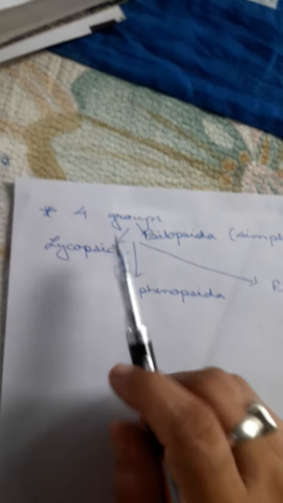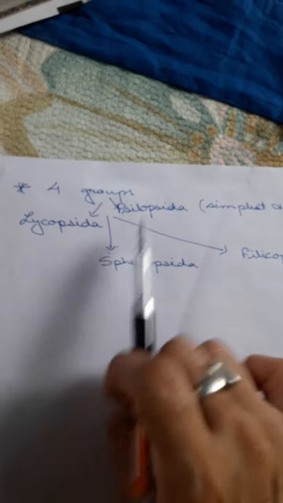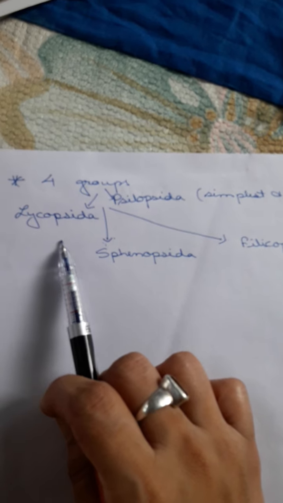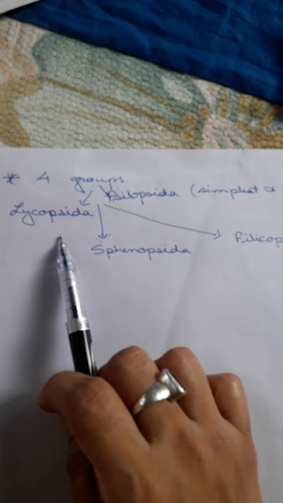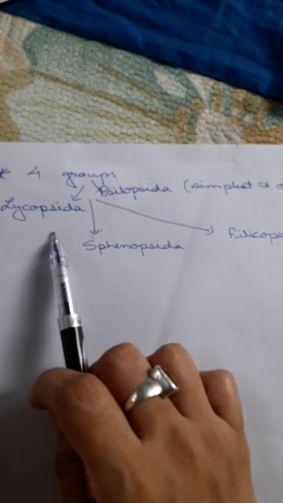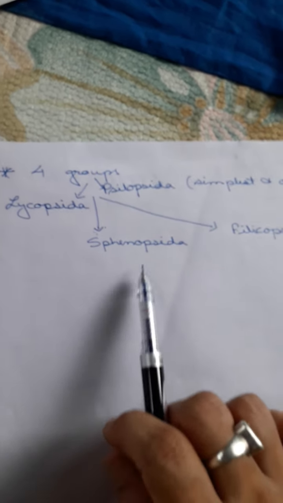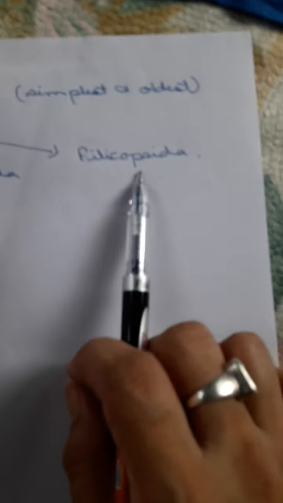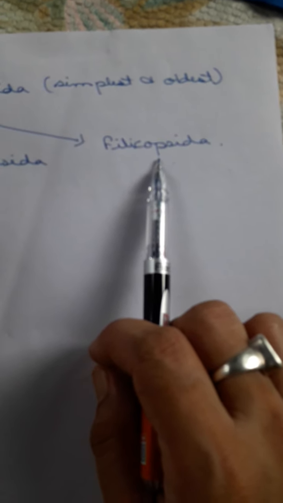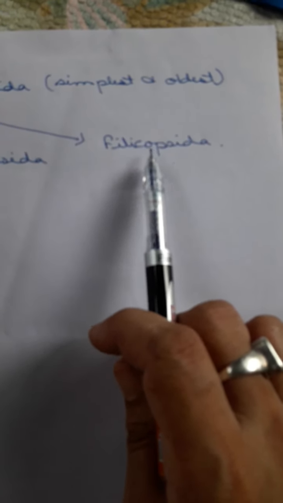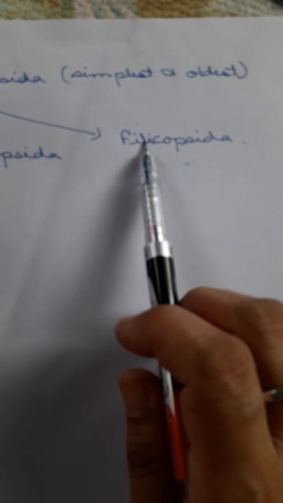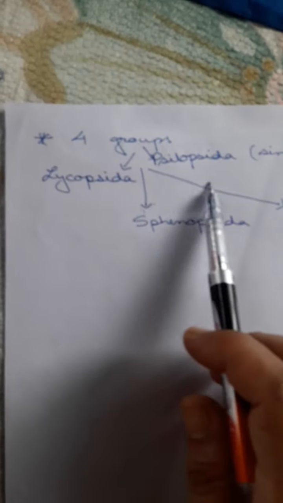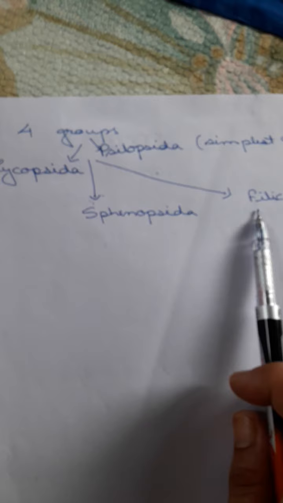Again, you see the group Pteridophyta is divided into 4 subclasses. Psilopsida, which is the simplest and the oldest type. Lycopsida means plants which have proper differentiation of stem, roots and leaves. Then Sphenopsida, which are further more advanced types of pteridophytes. And finally Filicopsida, which are the ferns. The ferns that we see, that comes under the Filicopsida, or the ferns. So these are the main 4 subclasses of pteridophytes.